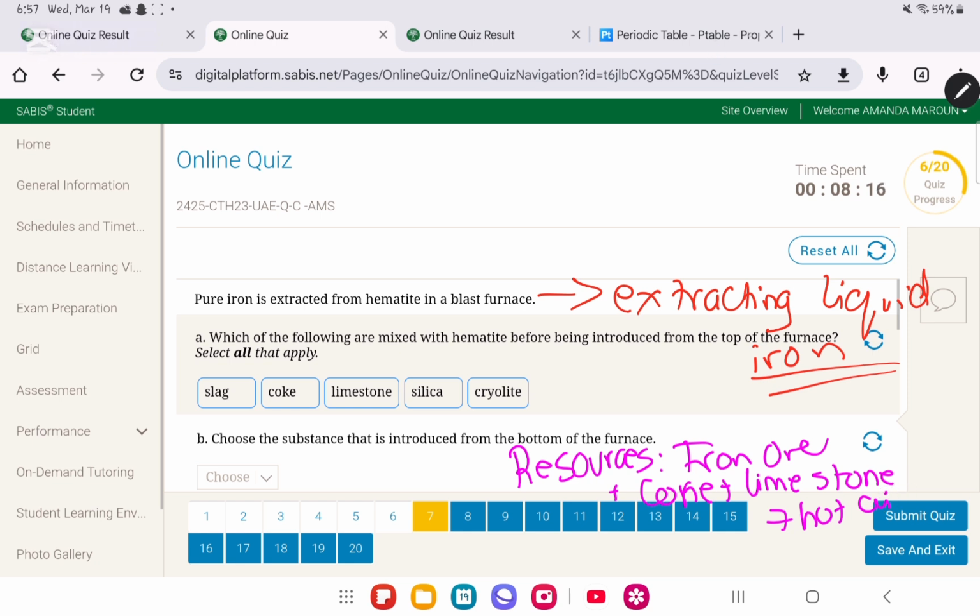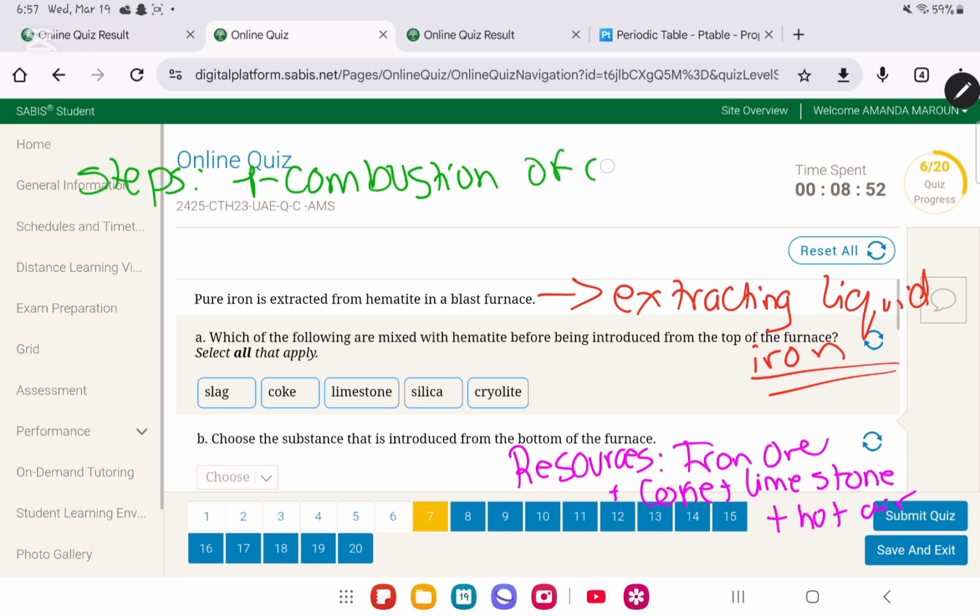Okay, so the whole process in a blast furnace is to extract liquid iron. Our resources are iron ore, coke, limestone, and hot air. Okay, what are these steps? This is very important. These steps are very important. Keep these in mind. The first step is the combustion of coke.